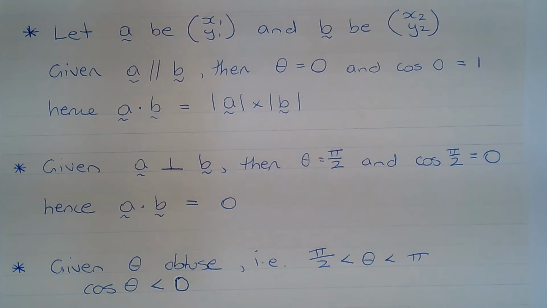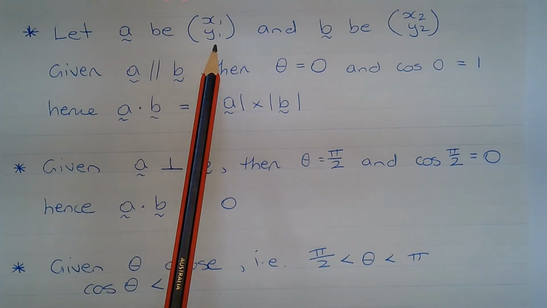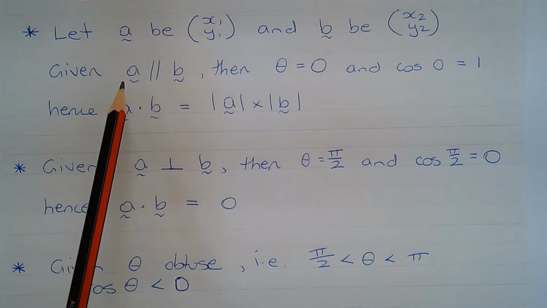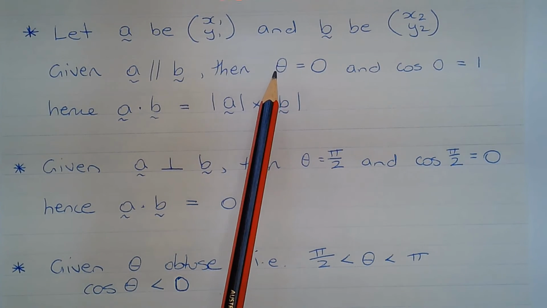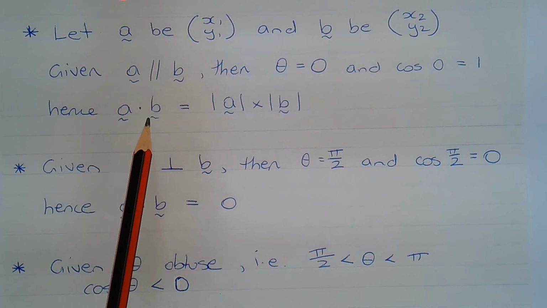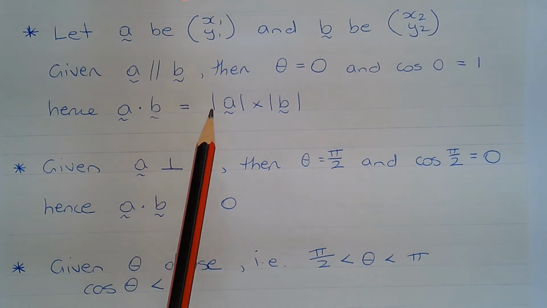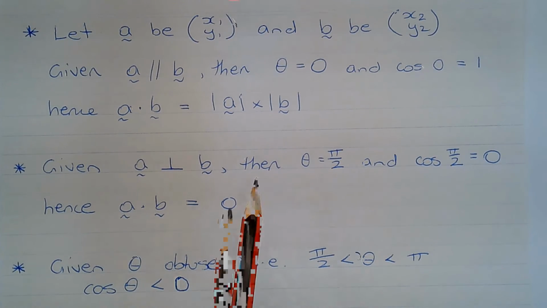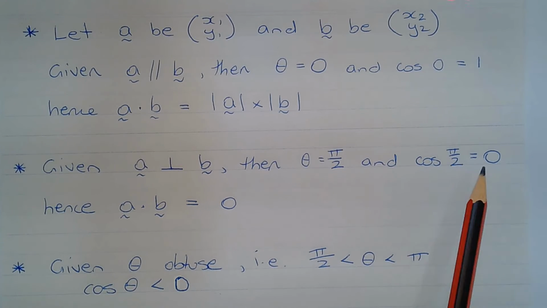The dot product can be used to determine if two non-zero vectors are either parallel or perpendicular to each other or neither. Let vector A be x1, y1 and vector B be x2, y2 expressed in component form. Now given vector A is parallel to vector B, then theta, the angle between the two vectors, is equal to 0 and cos of 0 is equal to 1. Hence the dot product, vector A dot vector B, is equal to the magnitude of vector A multiplied by the magnitude of vector B. Now given vector A perpendicular to vector B, then theta is equal to pi over 2 and cos of pi over 2 is equal to 0. Hence the dot product is equal to 0.